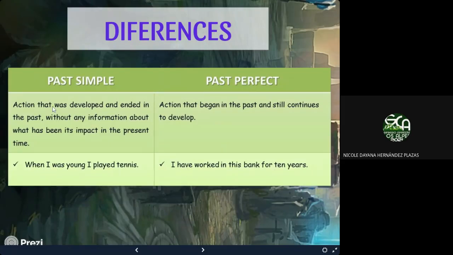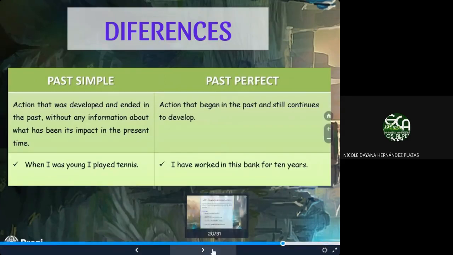¿Ven la diferencia? El pasado simple, cuando era joven jugaba tenis, un hábito pasado que no lo tienes más, se acabó. No sabes si esto sigue repercutiendo. Pero, I have worked in this bank for 10 years, implica que has estado ahí desde hace 10 años y que posiblemente vas a continuar y es algo que está impactando tu presente. So, differences. This is present perfect. Past simple, present perfect. So, 30 seconds to take notes.